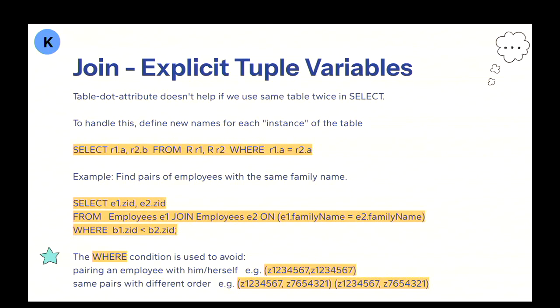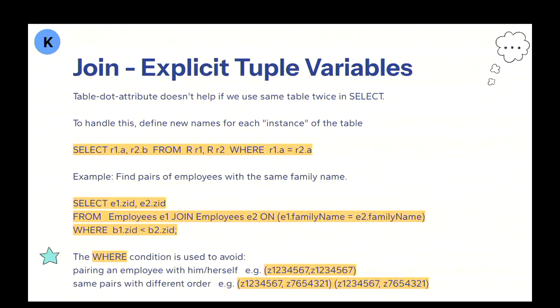We need to use the employee table to join itself to form pairs of tuples, right? If we want to have pairs of tuples, we have to join two tables together. And in this case, the two tables are referring to the same table, the employee table. So in this example here, we need to join the two instances of employee table together. And we can't simply use employee.zid and employee.zid because that is causing confusion to the system.